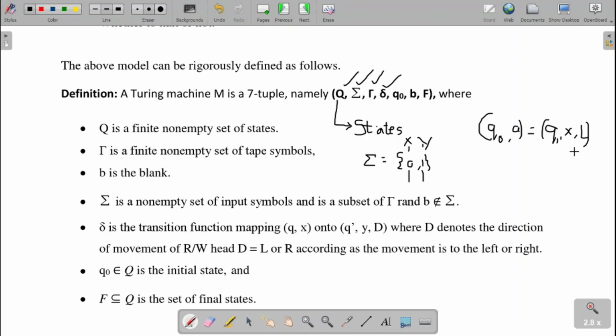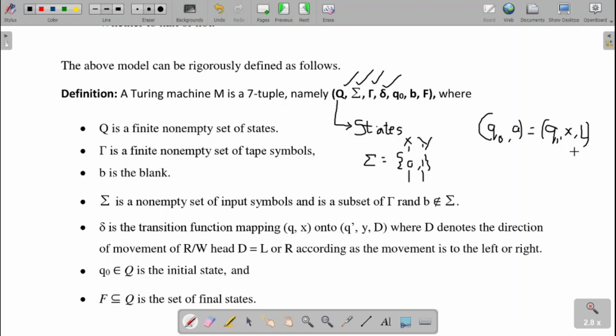Then next one is Q naught. Q naught is your initial state, and F. F is the set of final states, and B is your blank symbol. So these are the 7 tuple of the Turing machine.